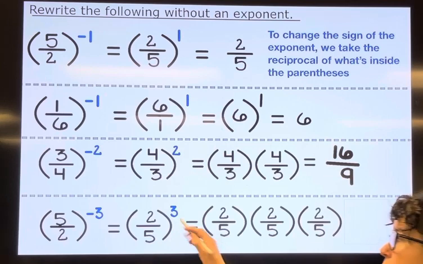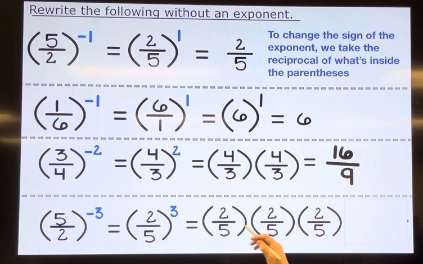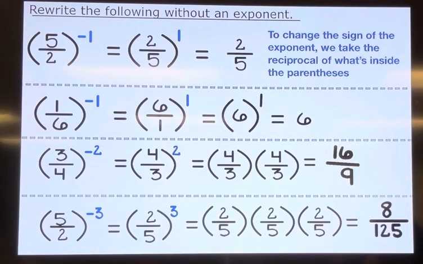Okay, and then 2/5 to the third power, I just expanded. Although some of you would do power to a power multiply and make that 2 to the third, 5 to the third. But I expanded. 2 times 2 times 2 is 8. 5 times 5 is 25, times 5 is 125. And we have our final answer.